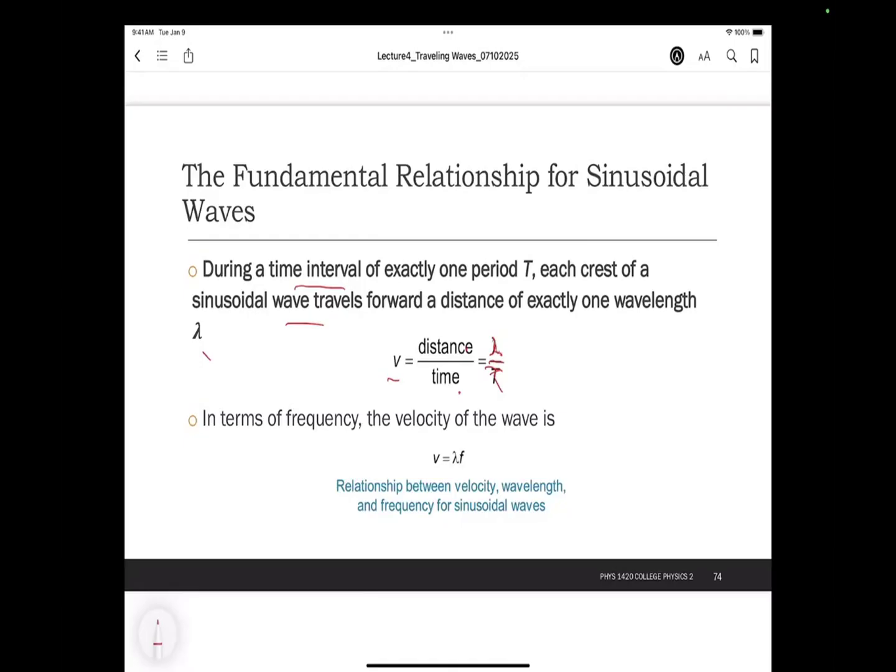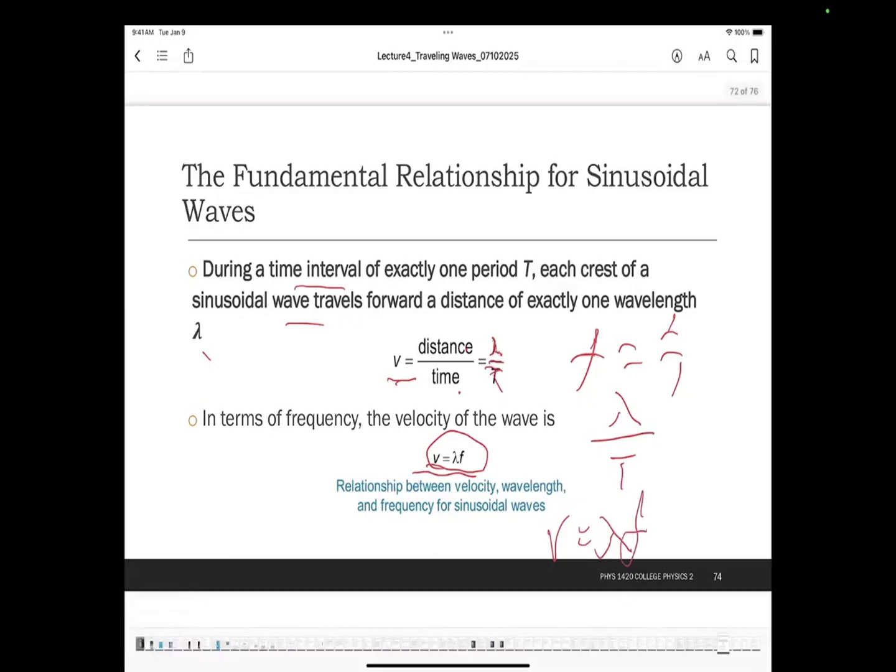In terms of frequency, the velocity of the wave, because f equals 1 over T. Am I right? Does it make sense to you? So the relationship between velocity, wavelength, and frequency of a sinusoidal wave is just like that. The velocity equals the wavelength divided by T. Also, v equals the wavelength multiplied by the frequency. If you know the wavelength and the frequency or the period, you can know the velocity.